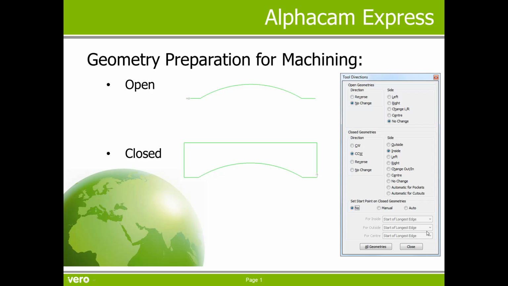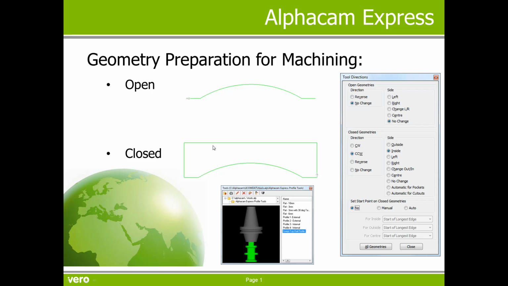A fundamental within AlphaCam is the concept of open and closed geometries. Obviously the one at the top is an open geometry and the one at the bottom is closed. The key thing with closed geometries is the start point and end point are the same. Now I wish to produce this top rail using this tool.